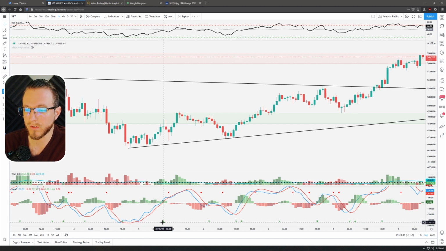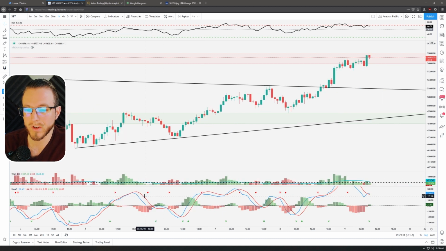And then you've got your arrows. So the arrows on the bottom signify that the MACD has moved into bullish territory, and the red arrows on the top signify that the MACD has moved into bearish territory. So there isn't really too much else to get into this.